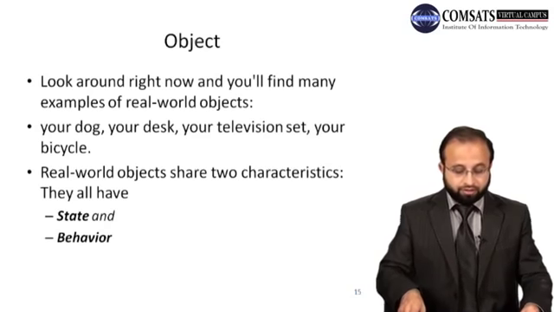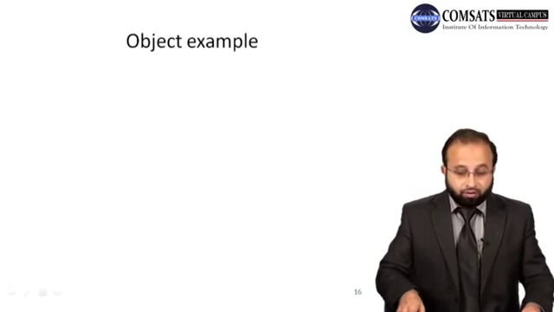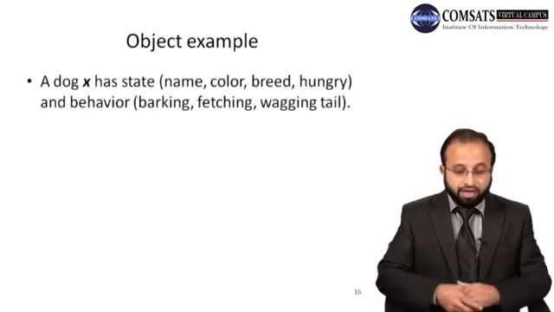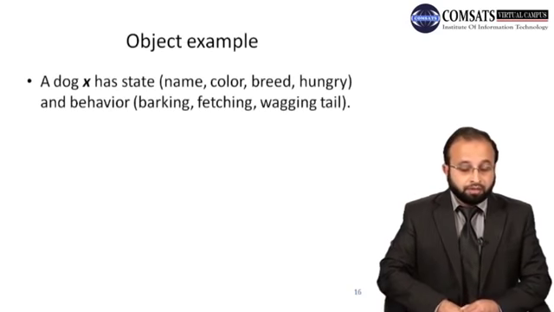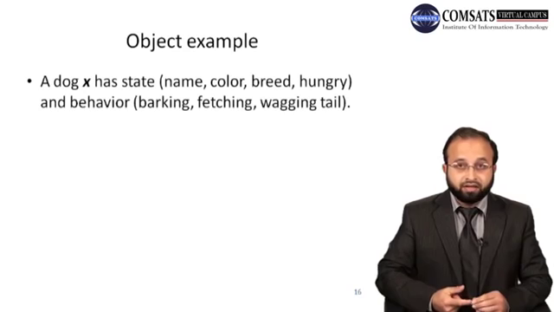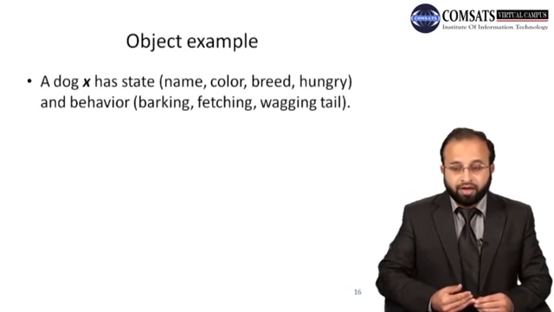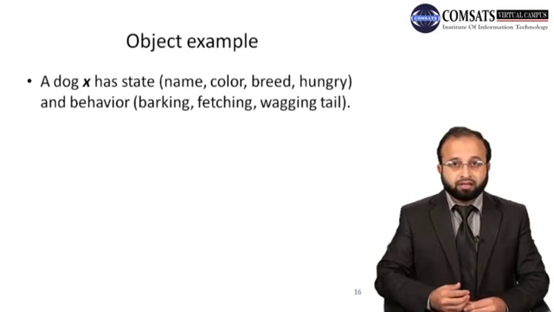Now let's look at what is a state or behavior. Object example, a dog X has state. A dog X is a particular dog, let's say my dog or the dog at my neighbor's. It has some state. For example, it has a color, name, breed, or hungry, and so on. And it has behavior. Behaviors are barking, fetching, wagging tail.